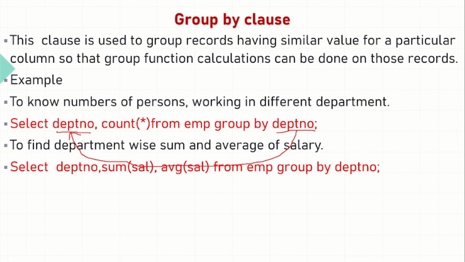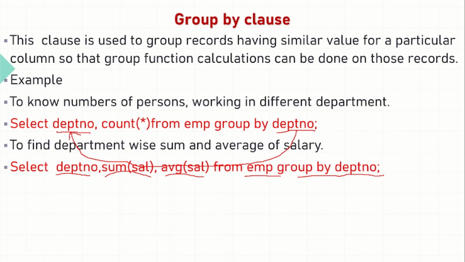So this was one example. Second, to find the department-wise sum and average salary. Again, the question goes like that: I want to know the department-wise sum and average salary. Sure, grouping will be done based on department. So select department number, sum salary, average salary from table name, group by department.